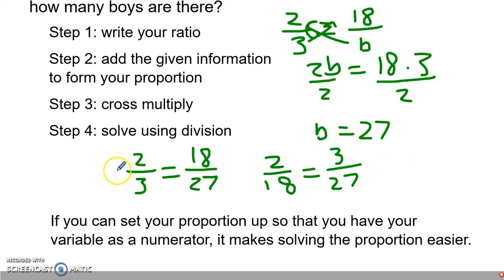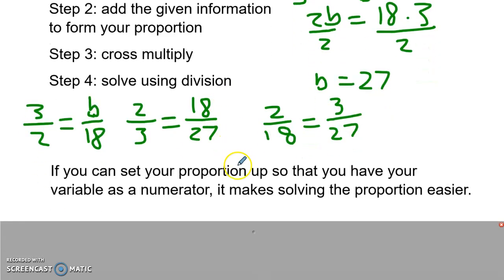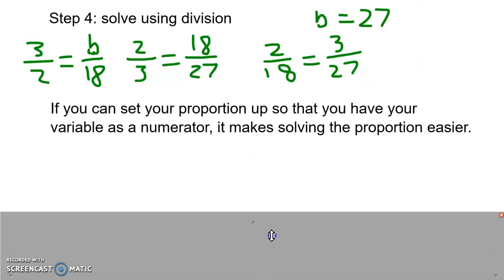You can also flip things around. So I could say that I have 3 boys for every 2 girls, and that is going to be equal to the number of boys over the total number of girls. One of the main reasons why we want to think about writing this in different ways is we can save ourselves some steps when solving a problem.